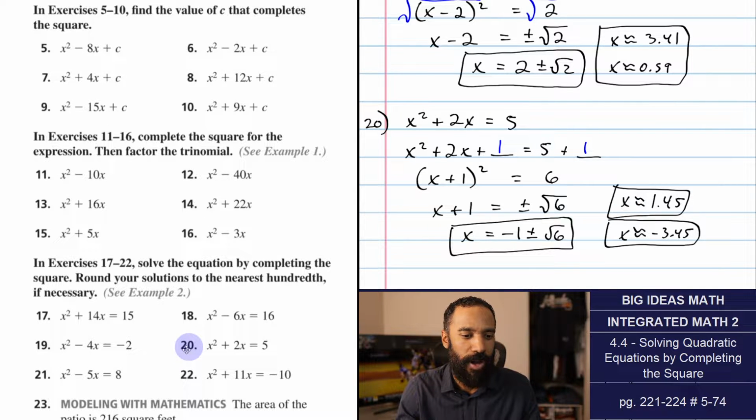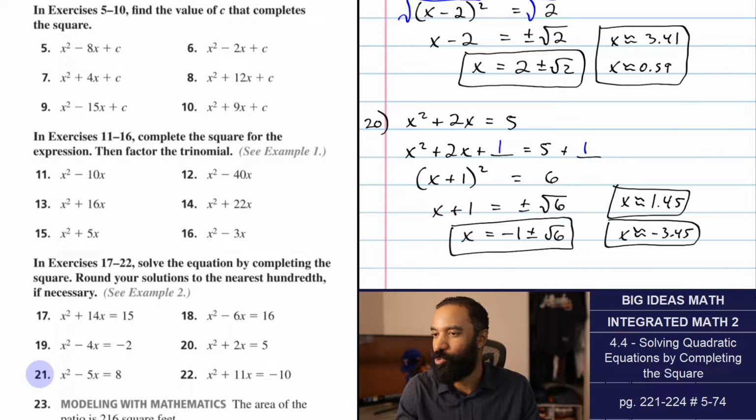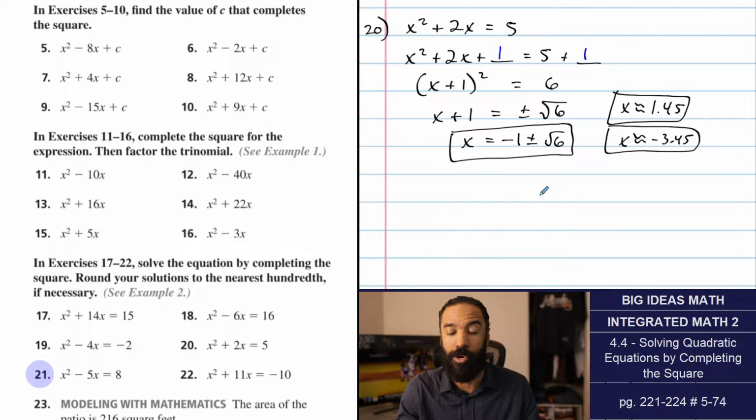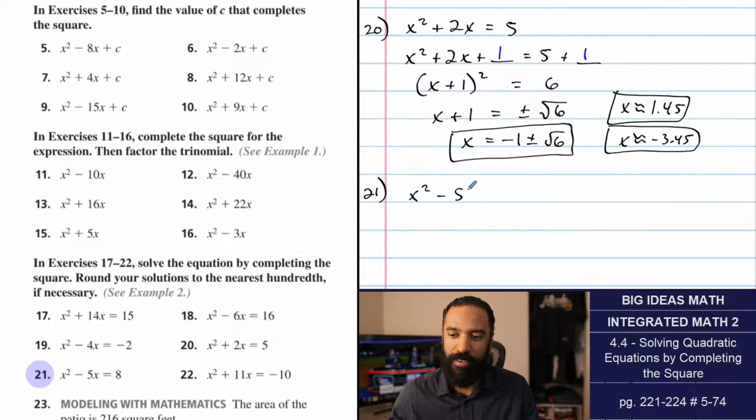All right, number 21. Also non-factorable. x squared minus 5x equals 8. And also an odd number. So, here we go. x squared minus 5x equals 8. Let's solve this guy. We are going to complete the square.